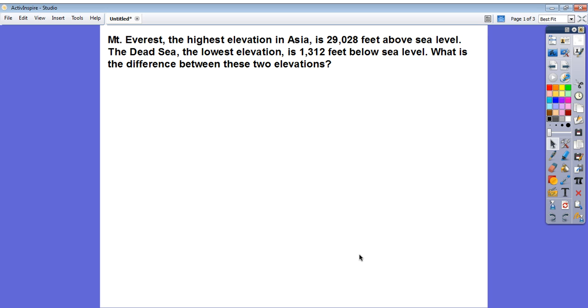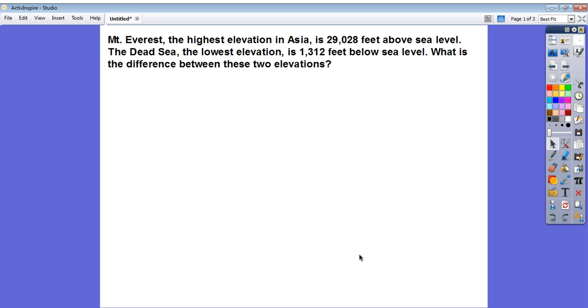Hey guys, today we're going to keep working on adding and subtracting with negative numbers in word problems. The biggest thing I want you to remember is when you're adding, you're increasing the amount you have, and when you are subtracting, you're decreasing the amount you have.